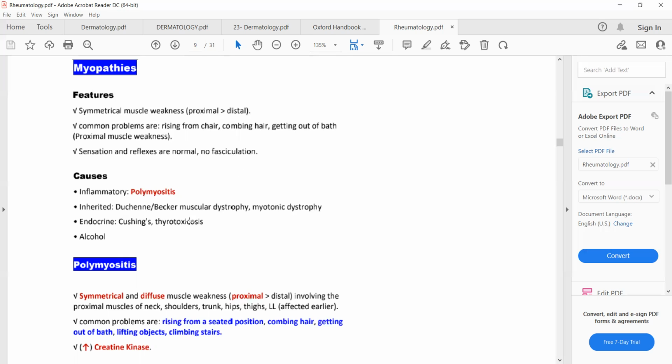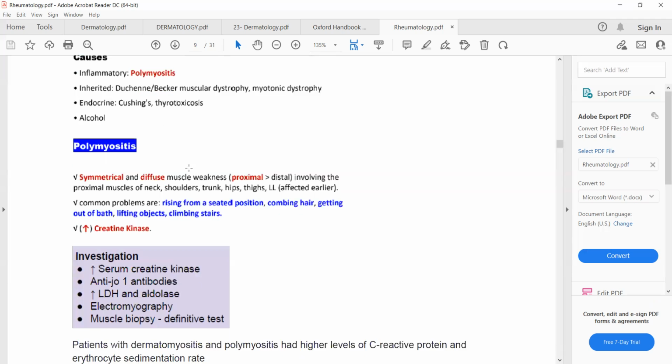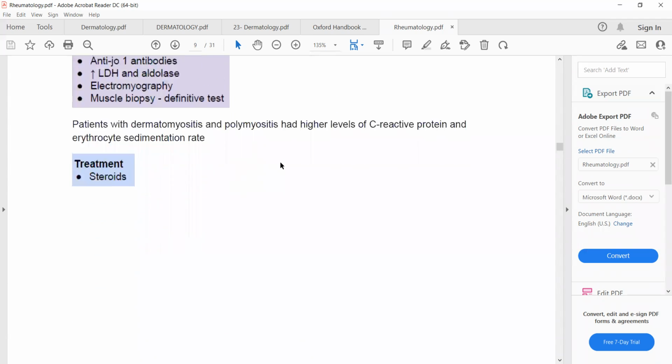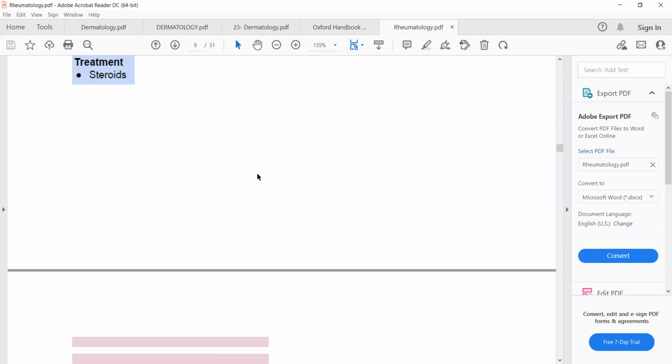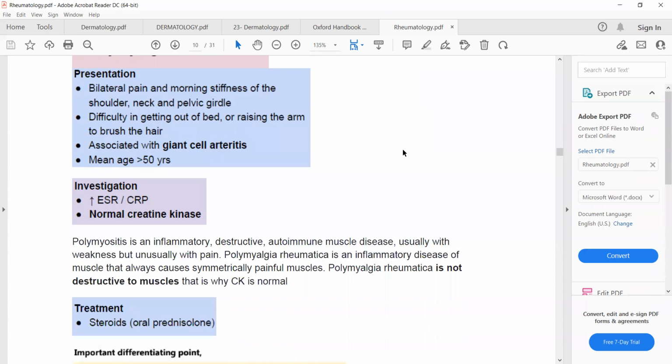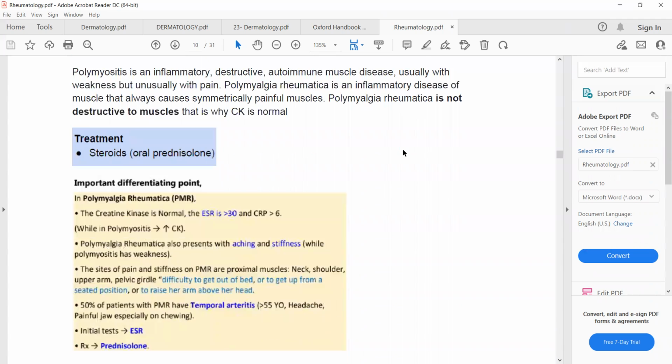So there is no such feature in these myopathies, polymyositis and polymyalgia rheumatica. They have no association with the activity. Myasthenia gravis, because there is destruction of the acetylcholine receptor, and acetylcholine is consumed with the activity. So that's why myasthenia gravis gets worse with activity.